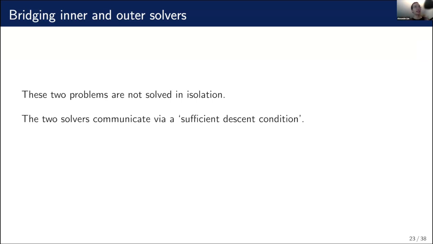Okay, so bridging the inner and outer solvers. This is my proposed solution. These problems are not solved in isolation. You don't solve one problem and then another and then go back and forth, but you solve them together, which we'll see later. These two problem solvers communicate via something I call the sufficient descent condition.